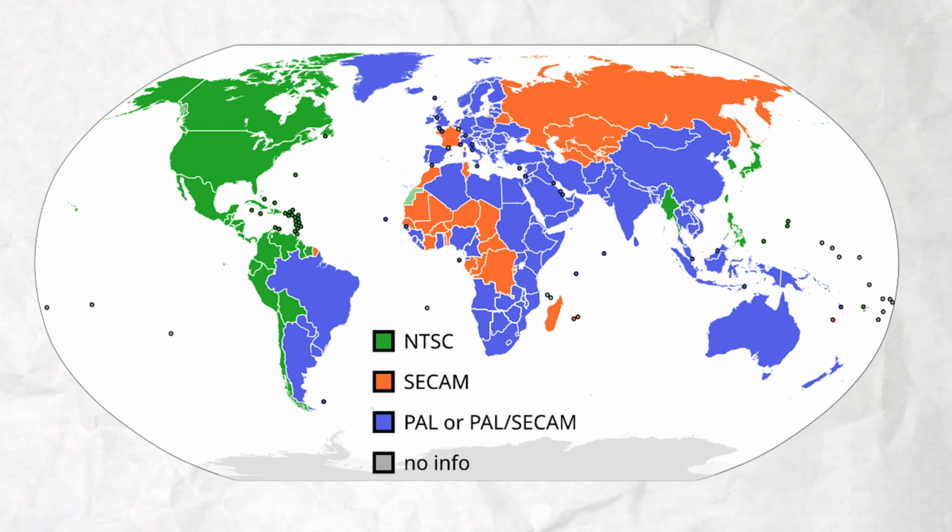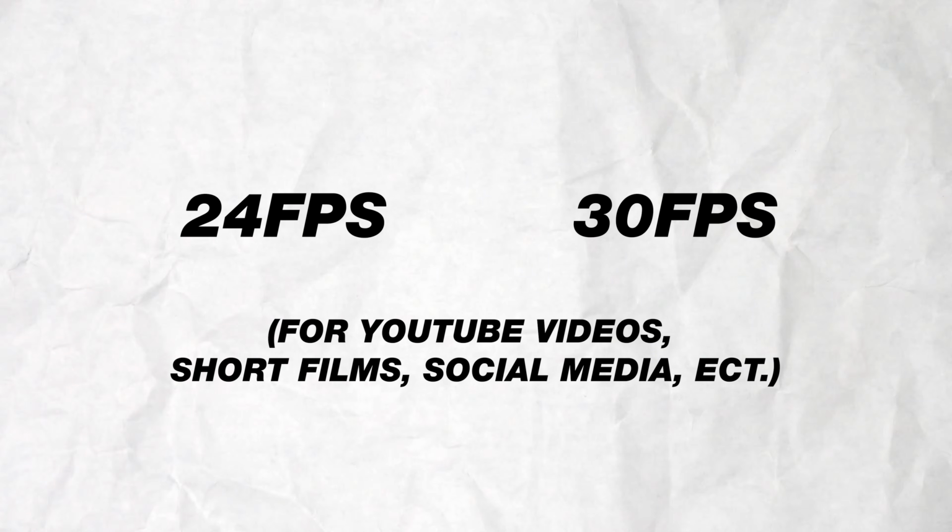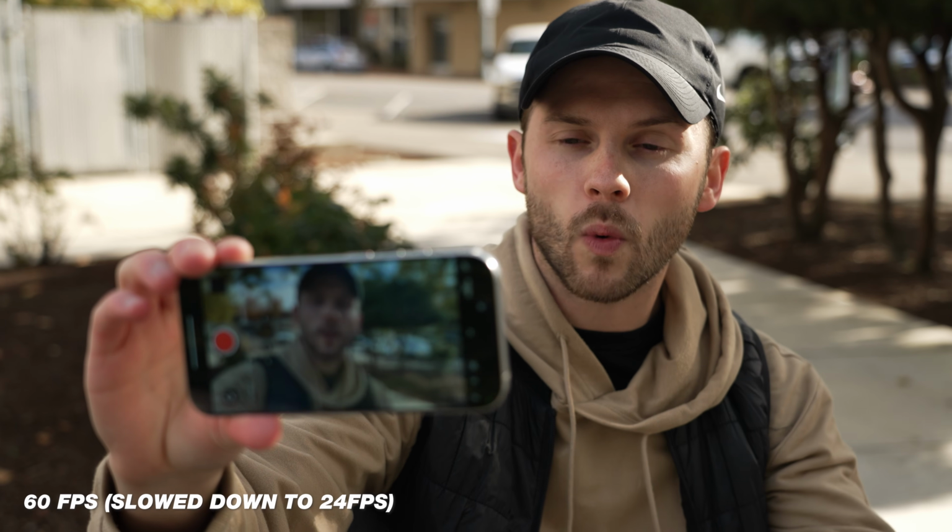I know that's a little bit technical, but just take a look at this chart on screen and you'll be able to figure out which format you should be shooting in. When it comes to choosing which frame rate is best for your video, we usually recommend 24 or 30 frames per second for regular videos like YouTube videos, short films, and social media. And then 60 or 120 frames per second are typically reserved for shooting footage that might need to be slowed down later in post-production by leveraging these higher frame rates.